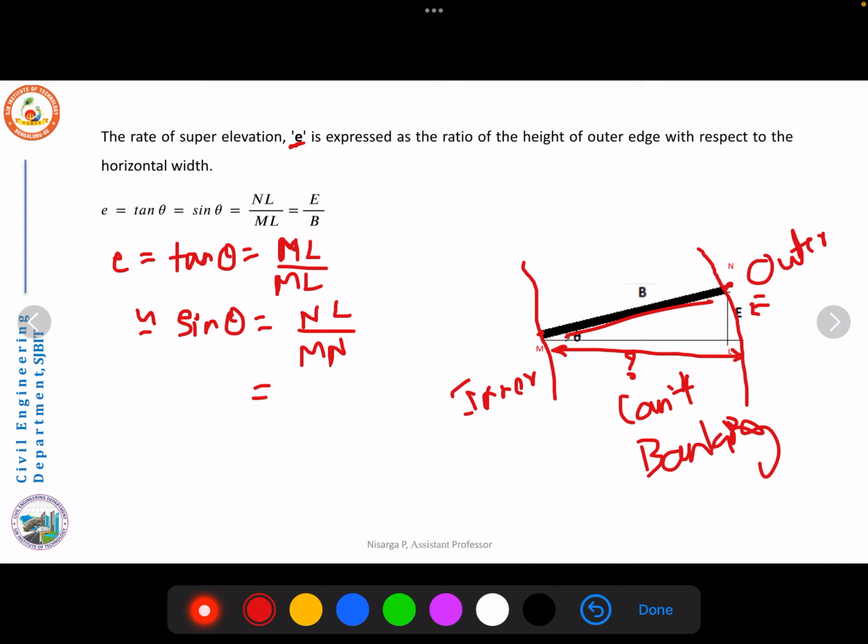So we know the rate of superelevation provided. The height raised will be E times ML, and ML is nothing but the width of the pavement, which can be taken as B. With this we can determine how much rise has to be provided. If you know the value of E, the maximum allowable superelevation at the horizontal curve, we can determine how much the pavement is raised with respect to the inner side.